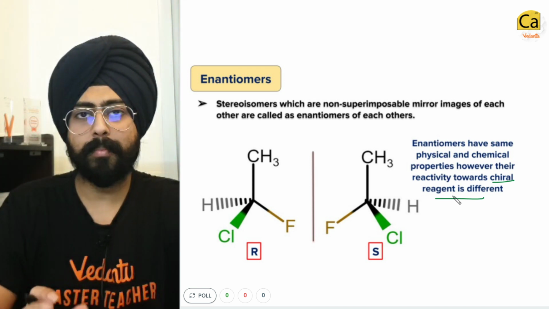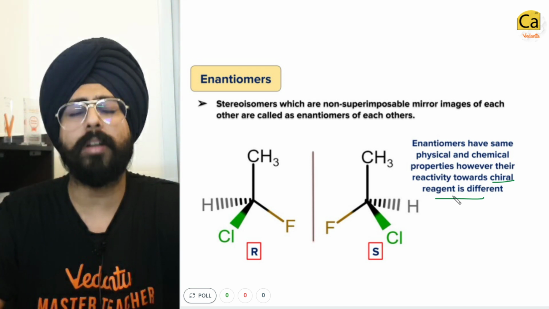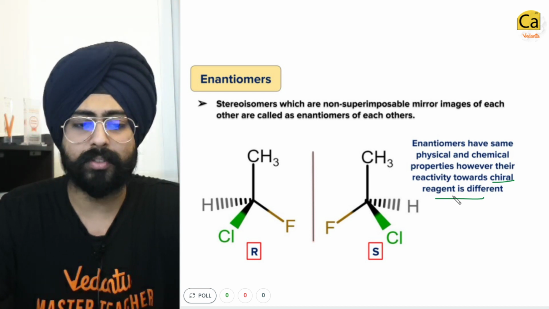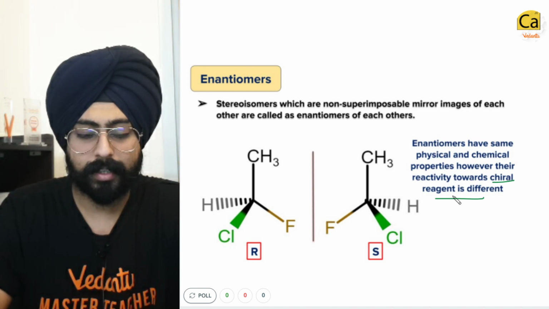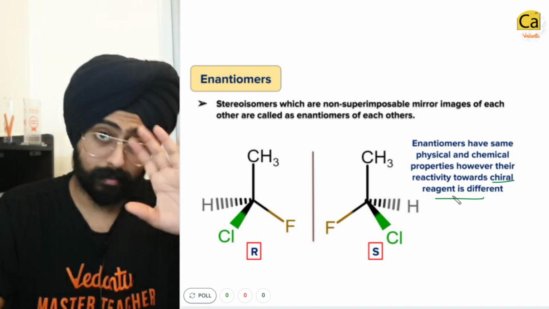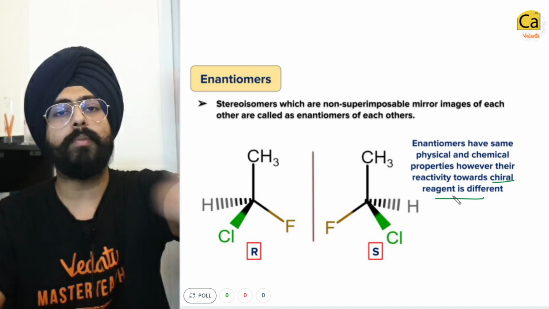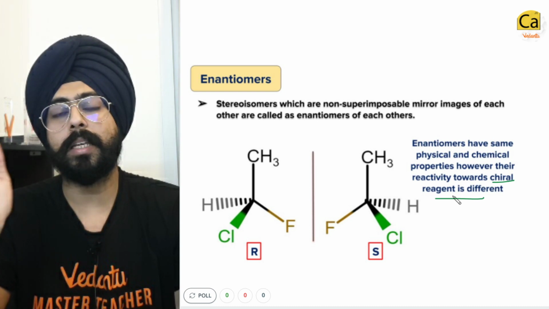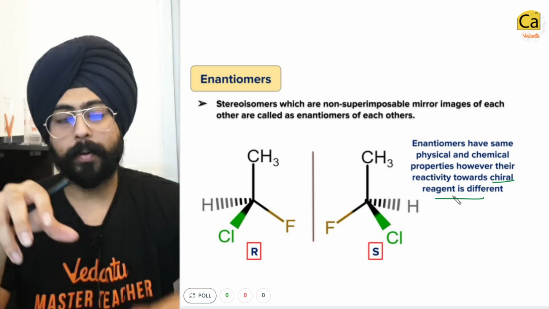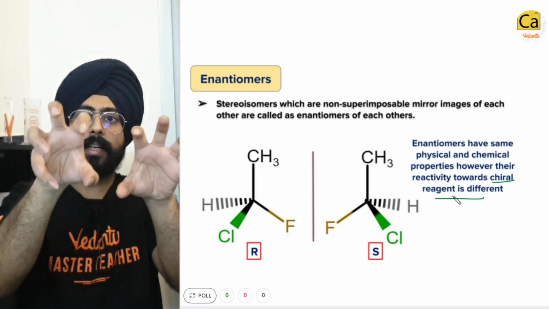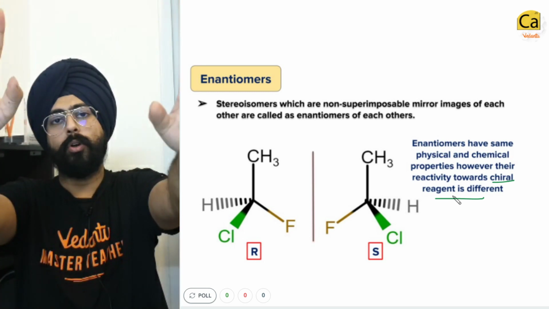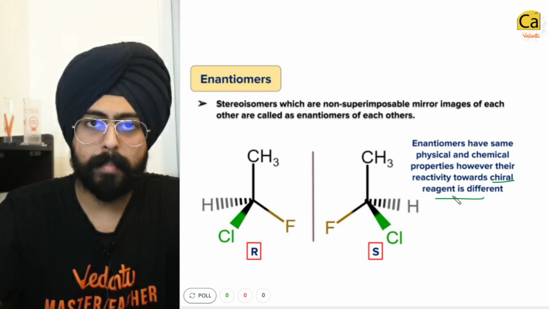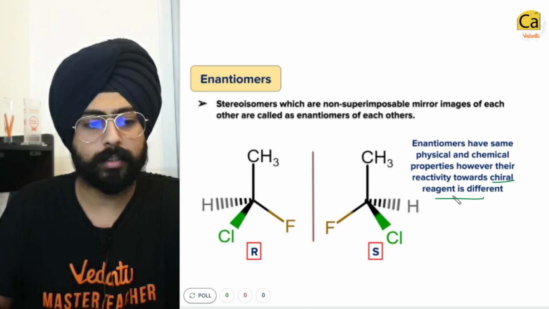They will look the same, they will have the same melting point, boiling point, most of the times. Some enantiomers have different melting and boiling points because of some hydrogen bonding considerations, very complicated cases. But 99.99% of the time they have the same physical and chemical properties. But when they react with chiral reagents, when an optically active compound reacts with another optically active compound, these two will react in a different manner. The enantiomers will react in a slightly different manner. I'll give you an example later in today's class if we have time.